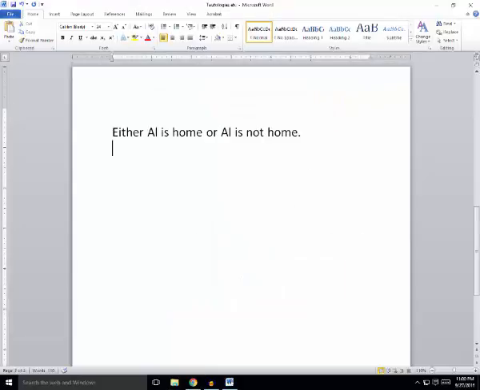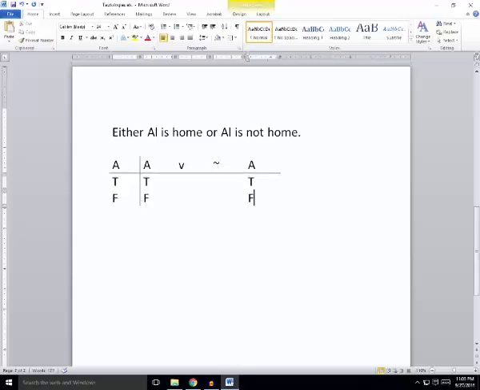So if you have a statement like this one, either Al is home or Al is not home, you can probably tell that this is a tautology without looking at a truth table. Nevertheless, we can look at a truth table for the symbolic version, A wedge tilde A. And there's only one simple sentence involved. It's A, which is either true or false. And so tilde A, or not A, is the opposite. And when A is true, the left side is true. And when A is not true, the right side is true. And so, of course, this sentence is a tautology just as you would have expected.